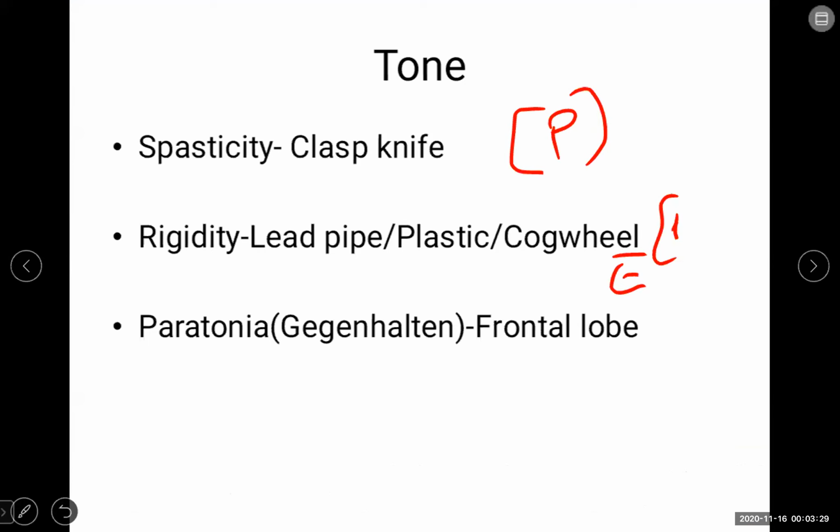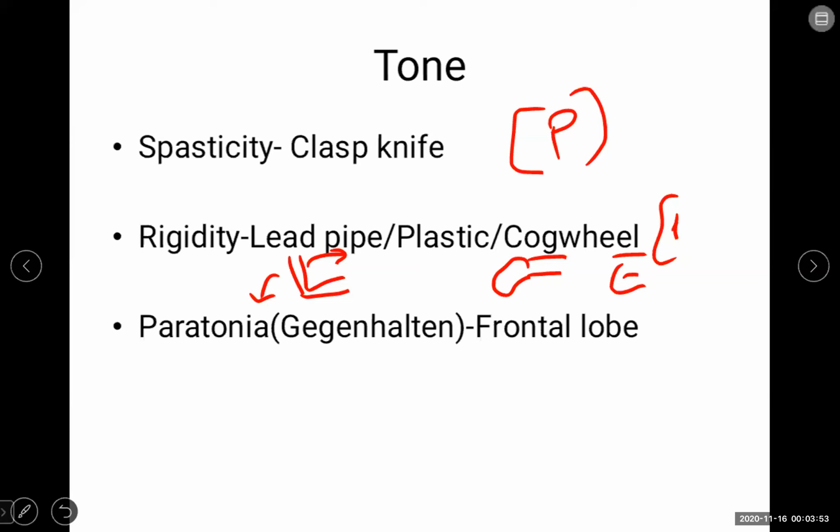Now, a lead pipe rigidity you typically see across the elbow joint. So when you're trying to extend the elbow joint, you would see a lead pipe rigidity in both directions. Whereas your typical cogwheel rigidity, you see it in the wrist. So if this is the patient's wrist, when you ask them to rotate the wrist, you will see a jerky movement when they're going clockwise. That is called a typical cogwheel.